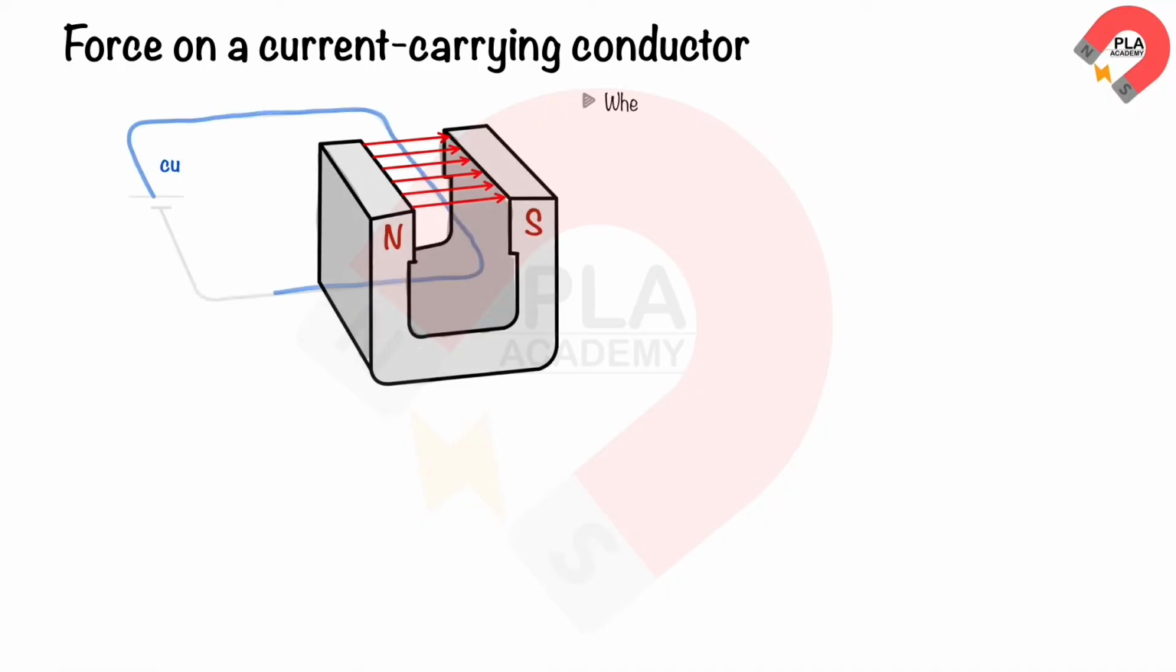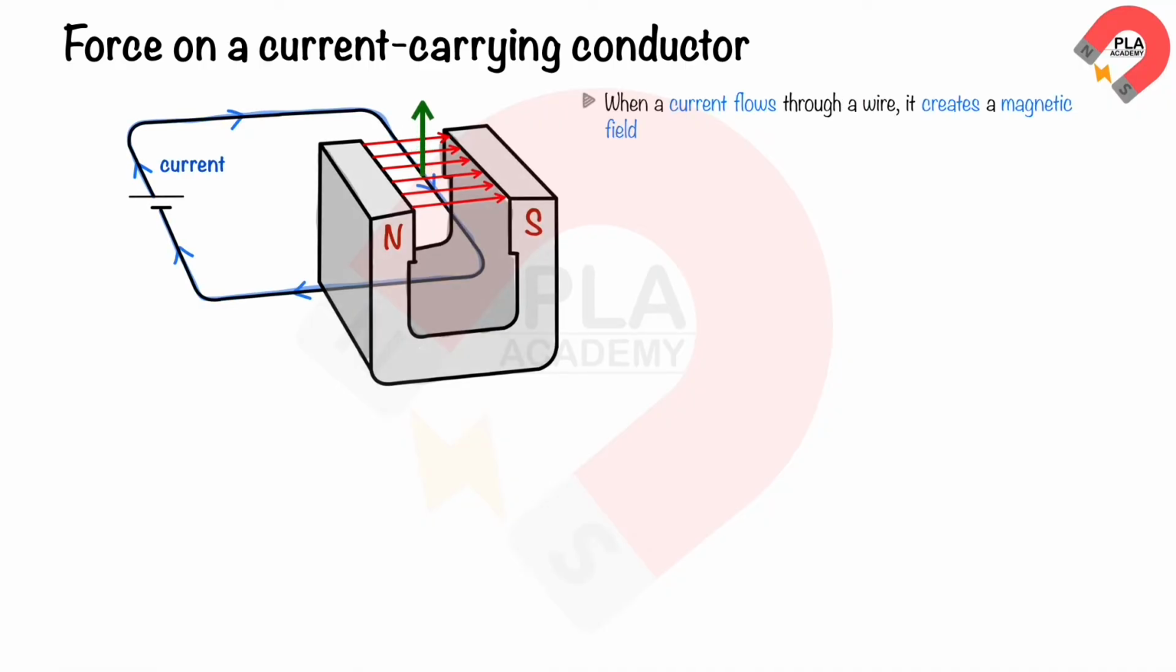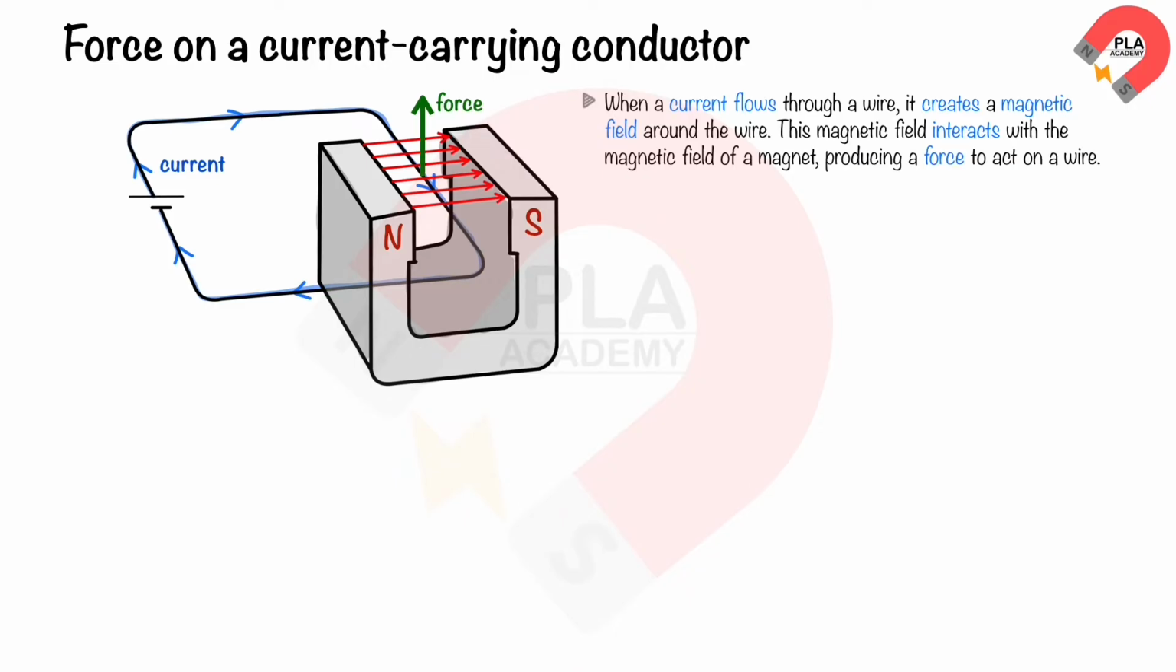Force on a current-carrying conductor wire. When a current flows through a wire, it creates a magnetic field around the wire. This magnetic field interacts with the magnetic field of a magnet, producing a force that acts on the wire upward. This causes the wire to move upward.